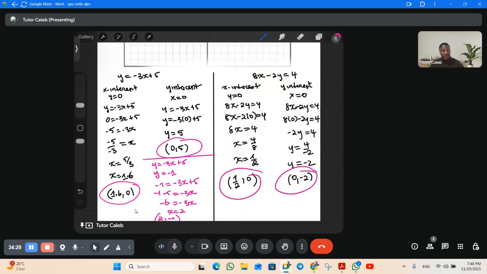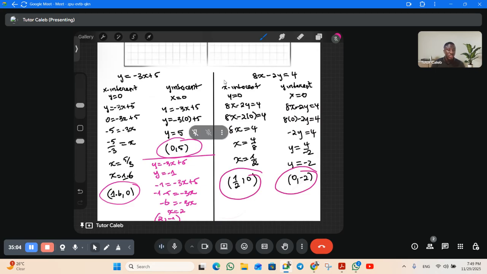Whenever they give you two lines like this, because the question asks us to solve the system of equations using the graph method, you have to plot on the graph, and you have to do what I just did. Find the intercepts of each line. The first line, y equals minus 3x plus 5, has intercepts 1.6 and 0, and 0 and 5. For the second line, 8x minus 2y equals 4, we had the intercepts half and 0, and 0 and negative 2.